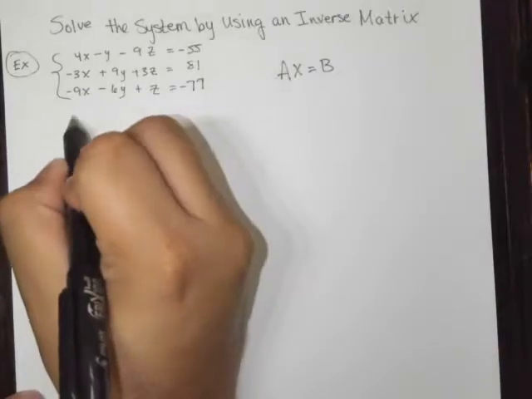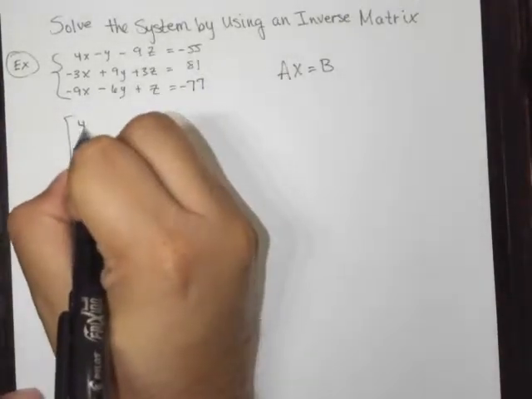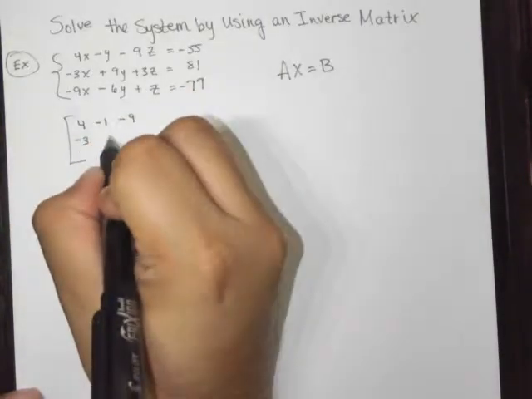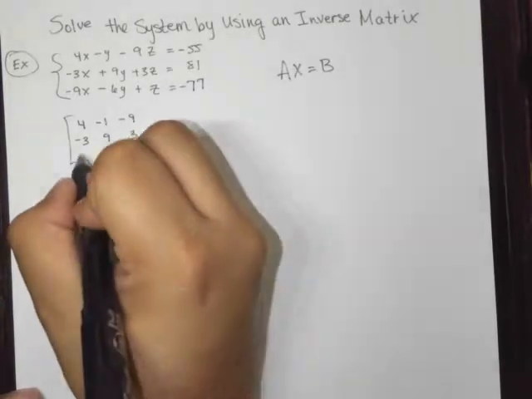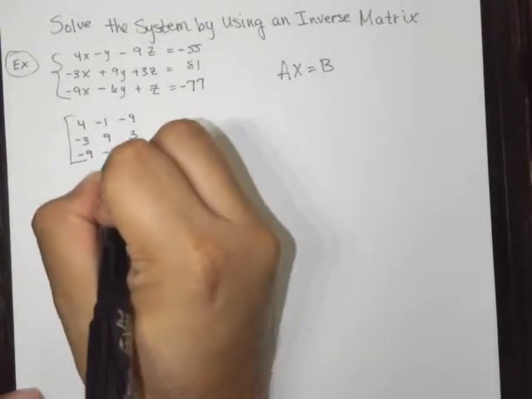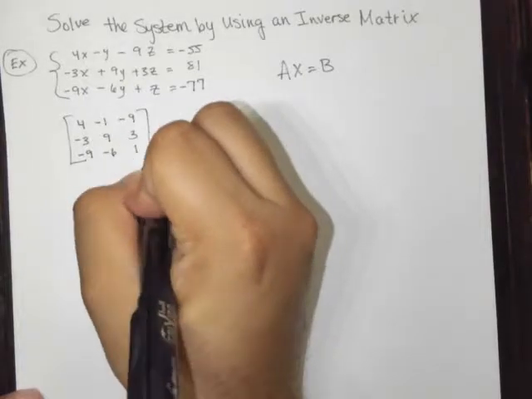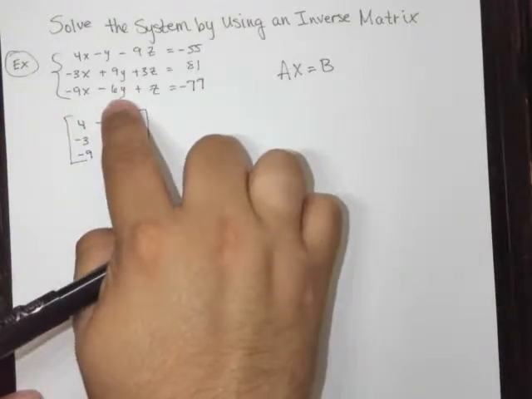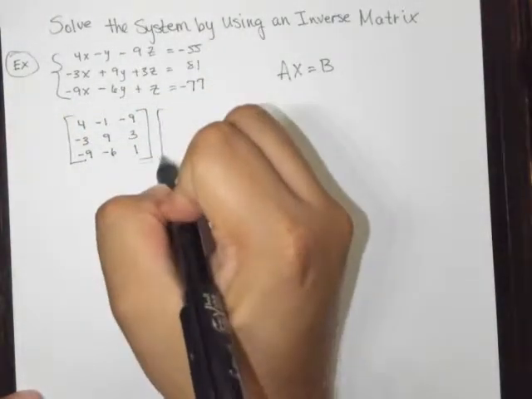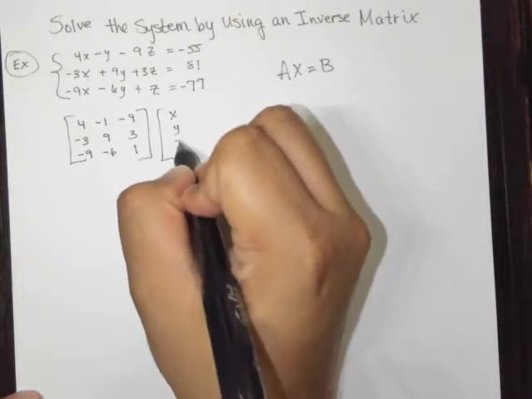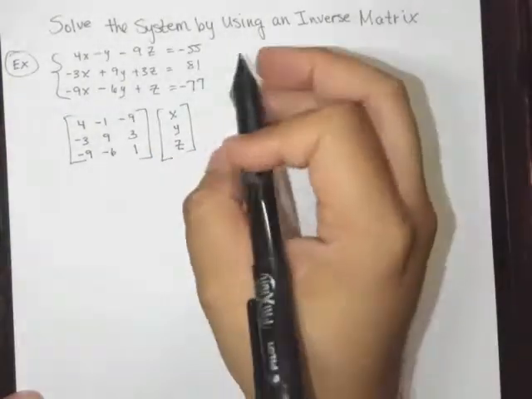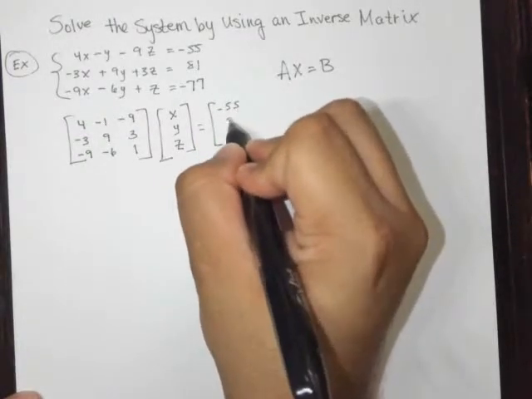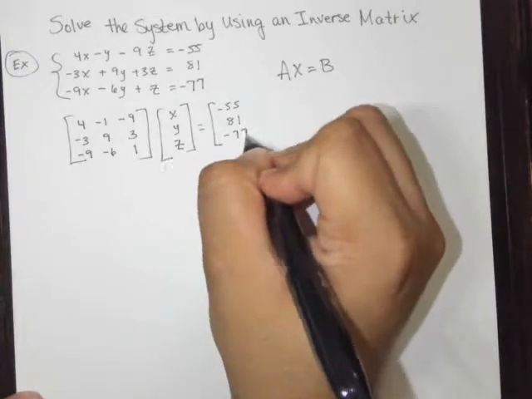All right, so we first write out the coefficient matrix: 4, -1, -9, and then -3, 9, and 3, and -9, -6, and 1. Okay, so let's just double check. 4, -1, -9, -3, 9, 3, -9, -6, and +1. We then write our variable matrix x, y, z. And then our solution matrix is -55, 81, and -77.